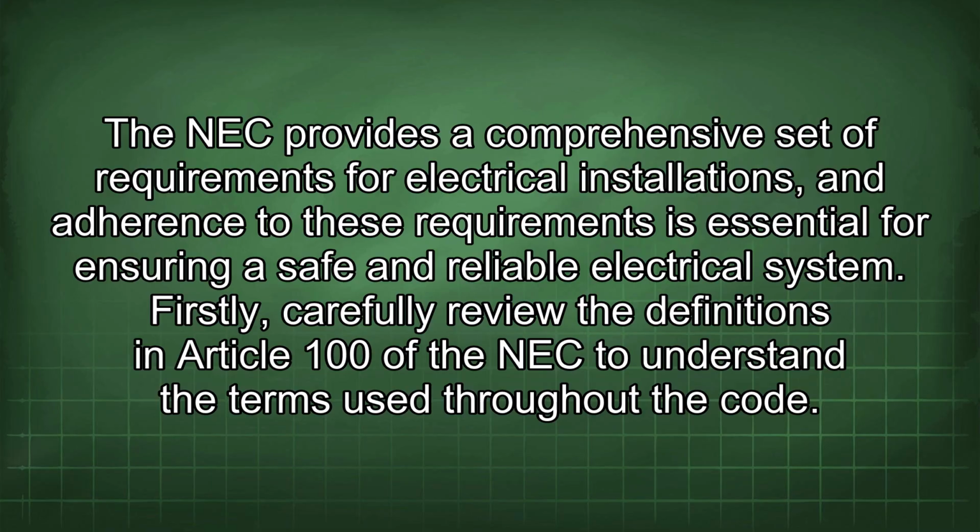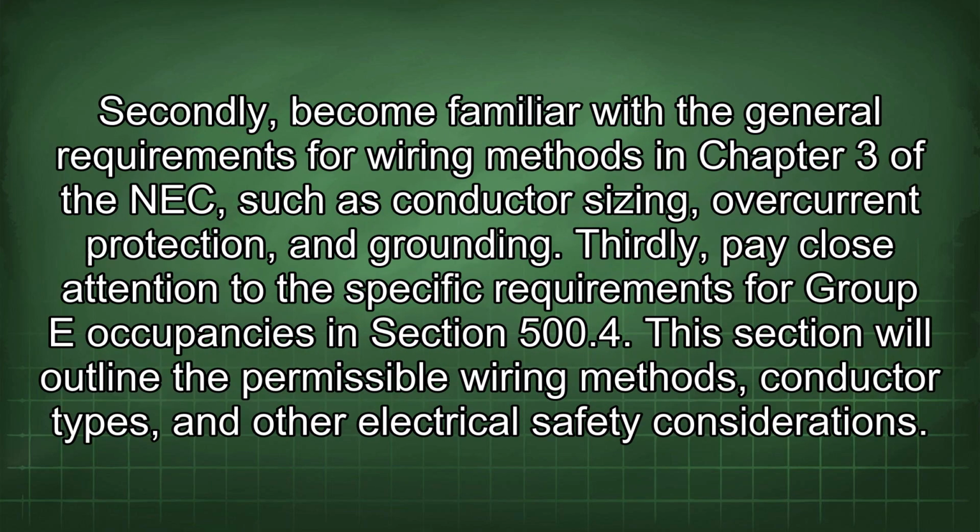Firstly, carefully review the definitions in Article 100 of the NEC to understand the terms used throughout the code. Secondly, become familiar with the general requirements for wiring methods in Chapter 3 of the NEC, such as conductor sizing, overcurrent protection, and grounding. Thirdly, pay close attention to the specific requirements for Group B occupancies in Section 500.4. This section will outline the permissible wiring methods, conductor types, and other electrical safety considerations.